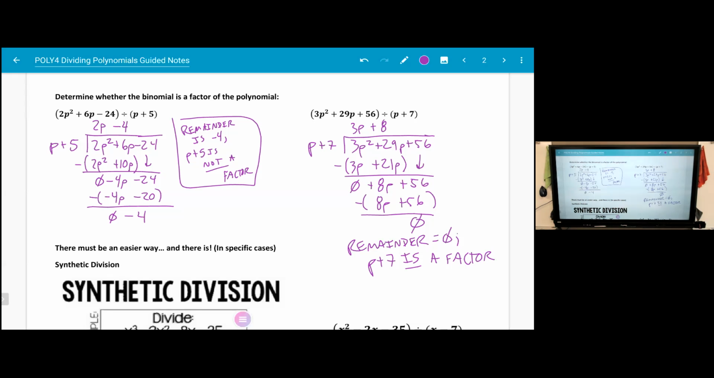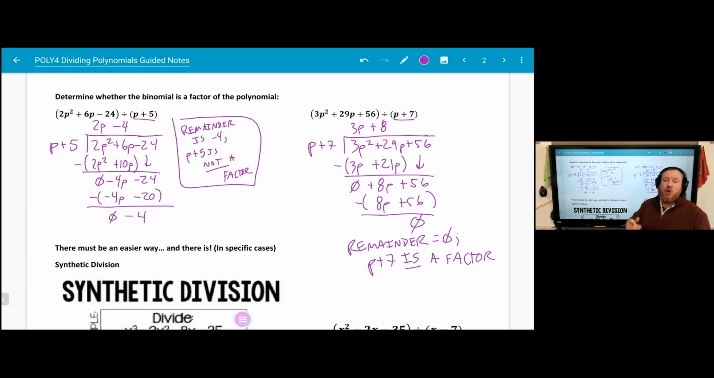All right, mostly I want you to check your division first, then we'll talk about the answers. You should have ended up with a remainder of -4 for the first part and 0 for the second one. If I go back to this first one, since the remainder is not 0, it's -4, that p plus 5 is not a factor of 2p squared plus 6p minus 24. But in the second one, our remainder is 0, that makes p plus 7 a factor of 3p squared plus 29p plus 56.